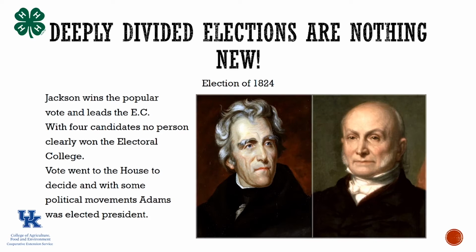Jackson wins the popular vote and leads in the Electoral College. But with four candidates, even though these two are the main ones, there were four total candidates. With four total candidates, no candidate clearly won the Electoral College. So the vote then goes to the House, and the House eventually, through some political maneuvering and voting many times, they vote Adams as the president of the United States. Again, very contentious election, very hard fought. And in the end, we certainly can question the outcome of that through the voting process that the House carried out.